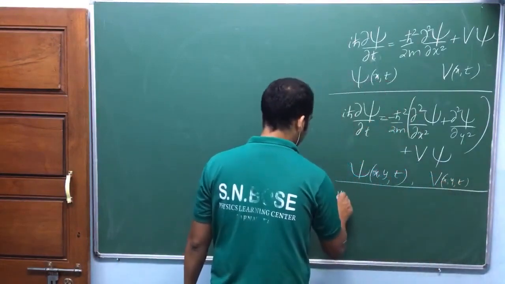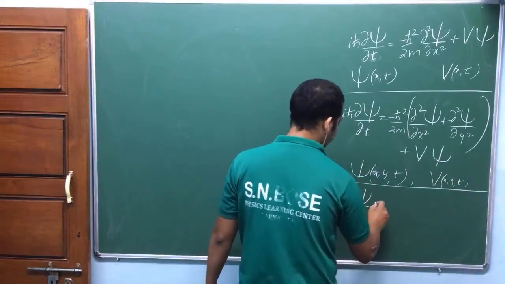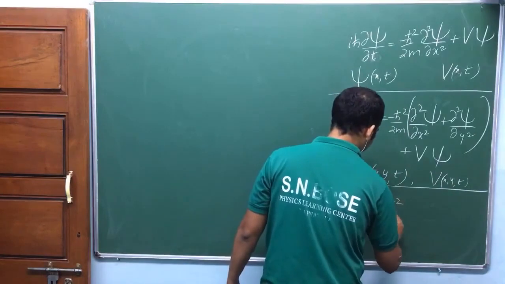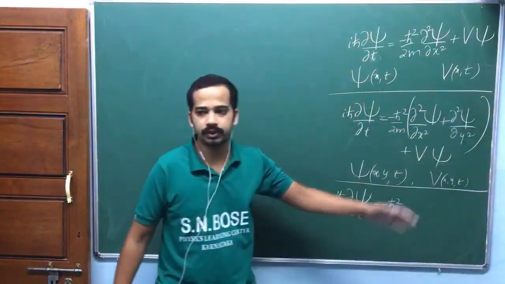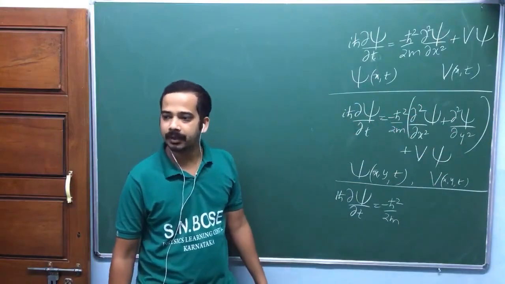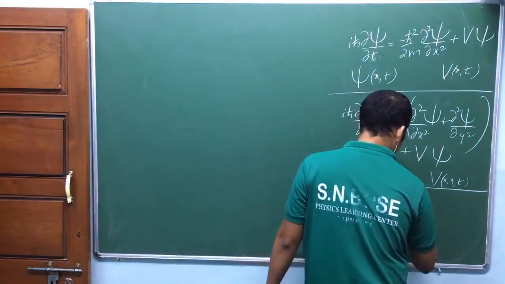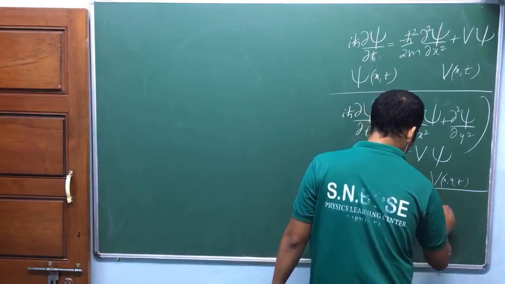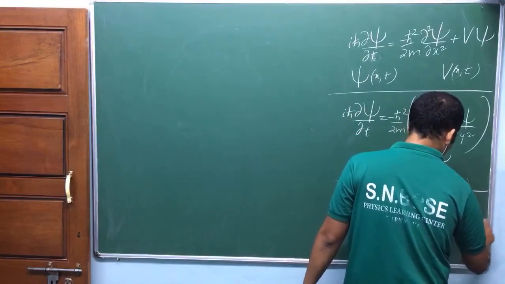Similarly, iℏ ∂ψ/∂t is equal to −ℏ²/2m times ∂²/∂x², ∂²/∂y², ∂²/∂z². We call that one Laplacian. You know that one? Laplacian. I hope you have studied this. Laplacian of psi plus V of psi.